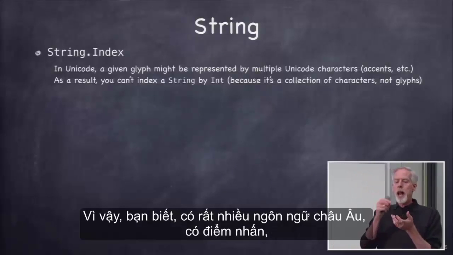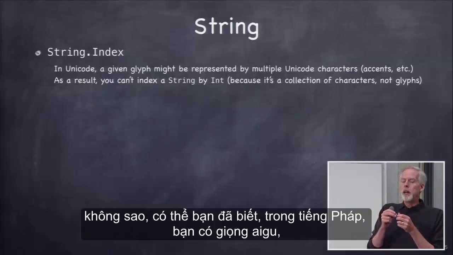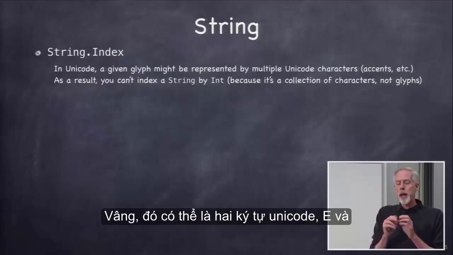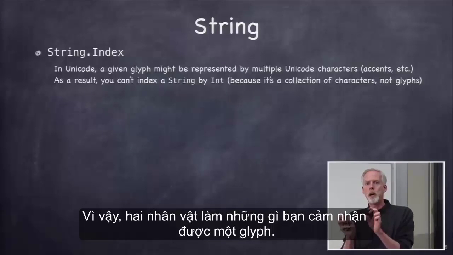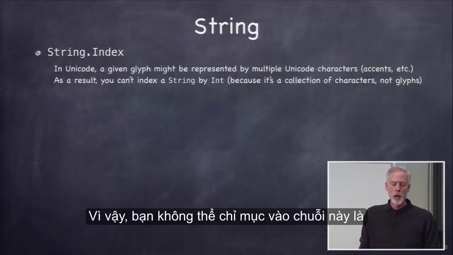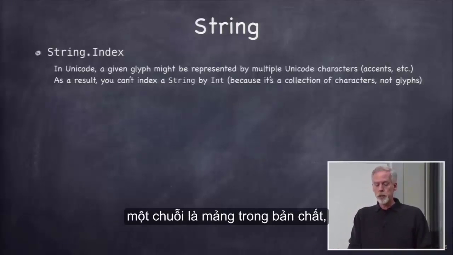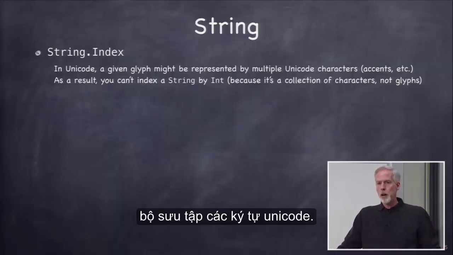For example, an accent. A lot of European languages have accents. In French you have accent aigu, which is the forward-going top slash. Well, that could be two Unicode characters, E and the accent character. So two characters make what you perceive to be one glyph. So you can't index into this string, which is an array of characters. That's what a string is. A string is, essentially, internally, an ordered collection of Unicode characters.